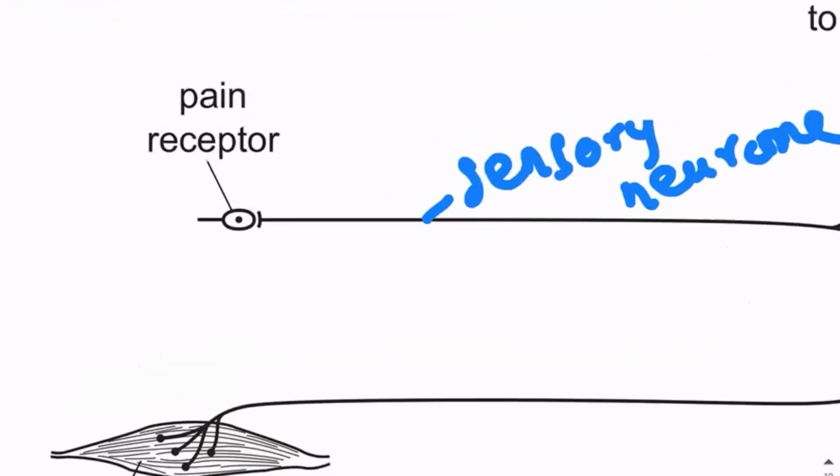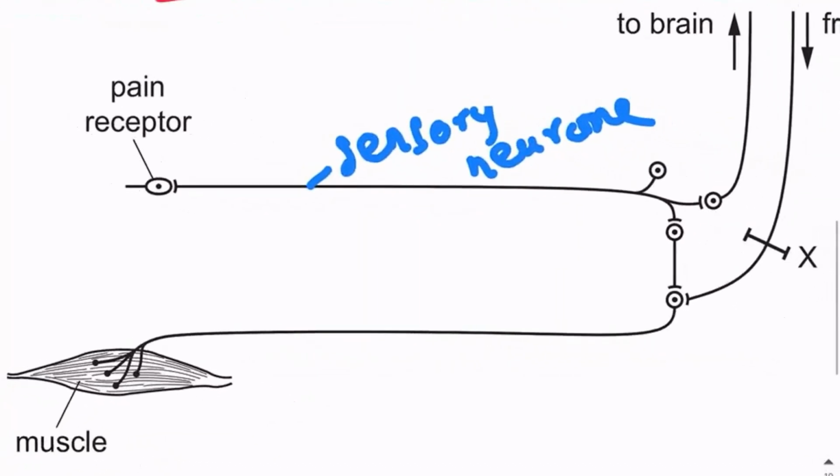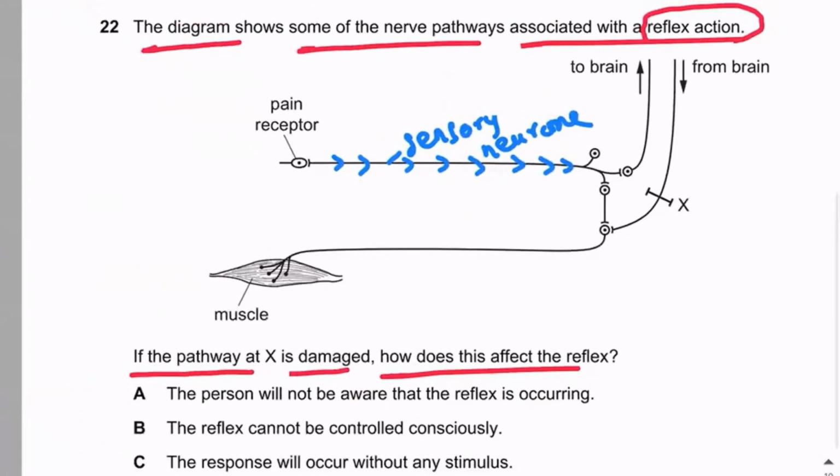So in this case, the electrical impulse was generated in the pain receptor, and the electrical impulse was carried by the sensory neuron to the central nervous system. Which part of the central nervous system? The unconscious regions, like the spinal cord or some unconscious regions of the brain. It depends on which part of the body is associated with the reflex.